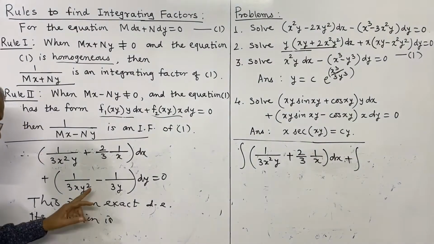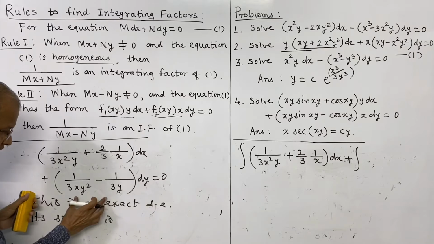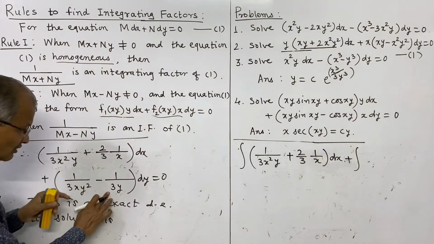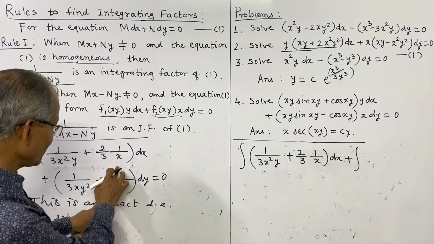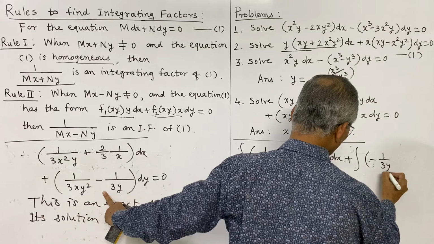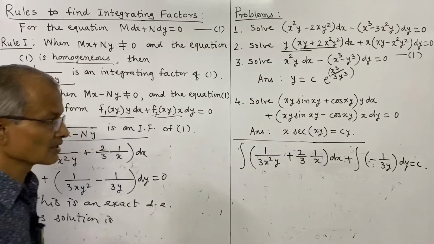You remember this. And those terms of this coefficient of dy which do not contain x. So this contains x, only this does not contain x, and that is negative 1 upon 3y. Negative 1 upon 3y dy is equal to constant. So this gives the solution.